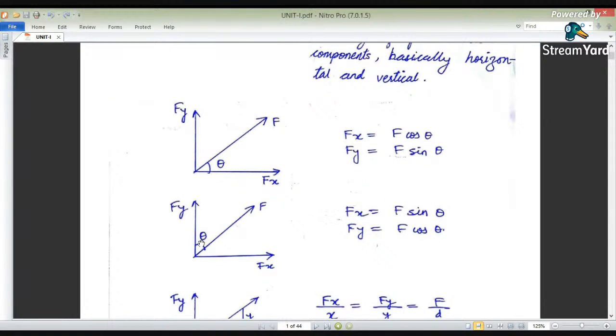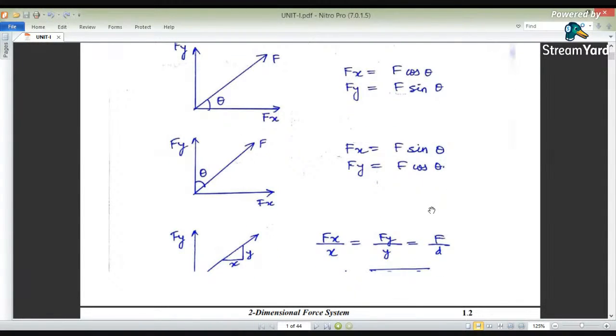Again, if it is making an angle of theta with the vertical y-axis, then the vertical component Fy will be F cos theta, because it is making an angle of theta with the vertical axis. Therefore, this will be the cos theta, whereas Fx, the other component, will be the sin theta. Fx is nothing but equal to F sin theta.